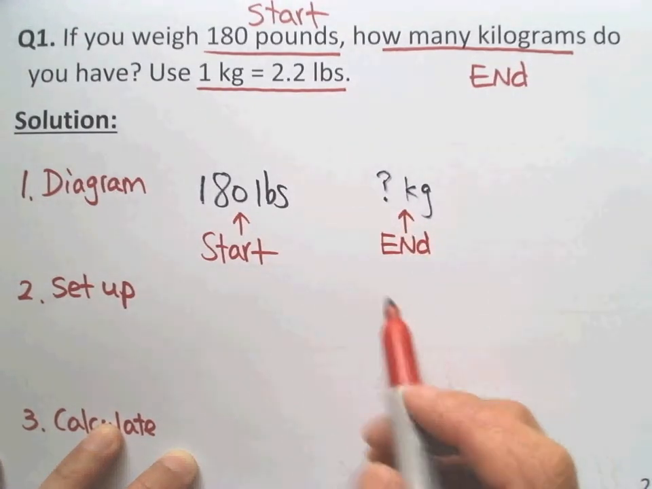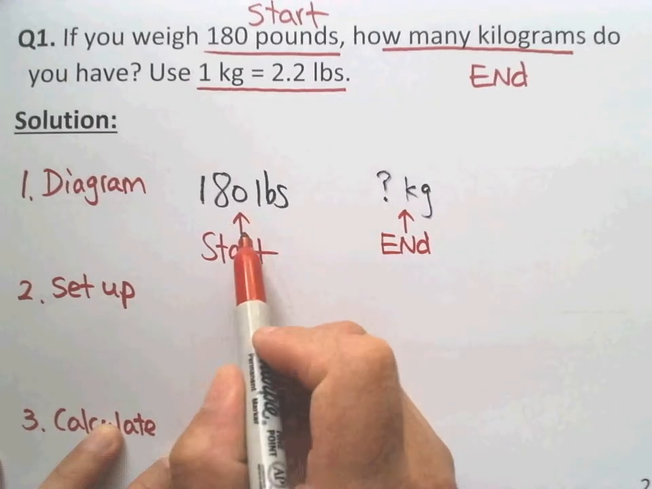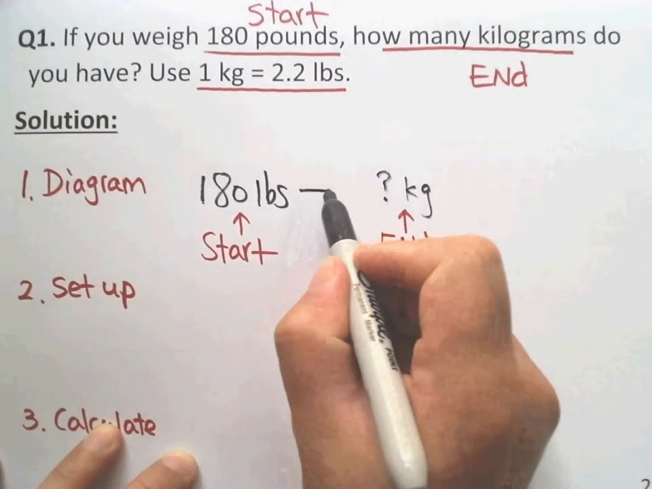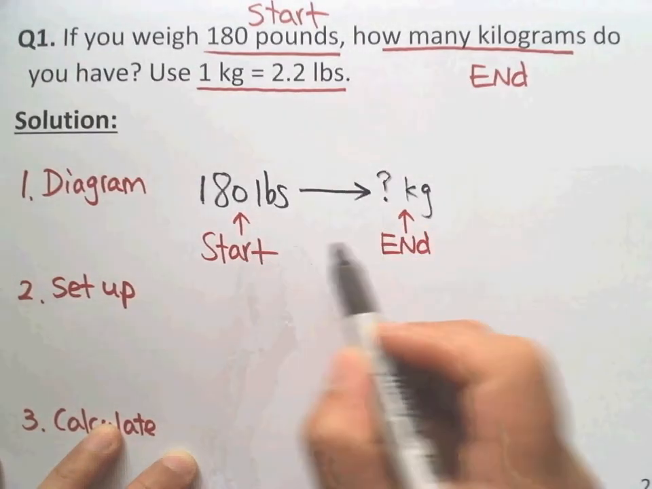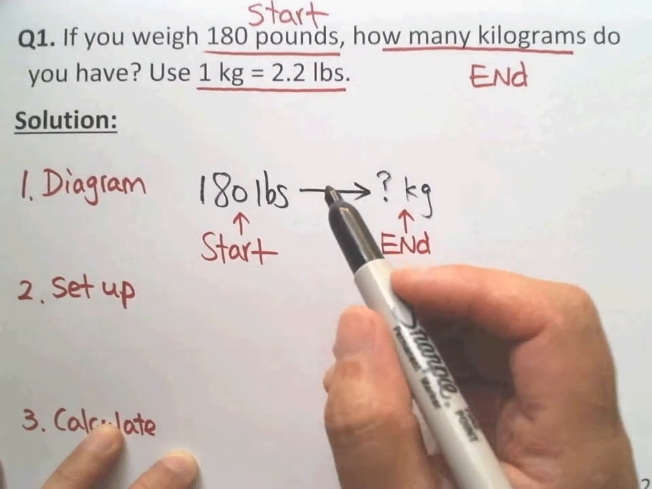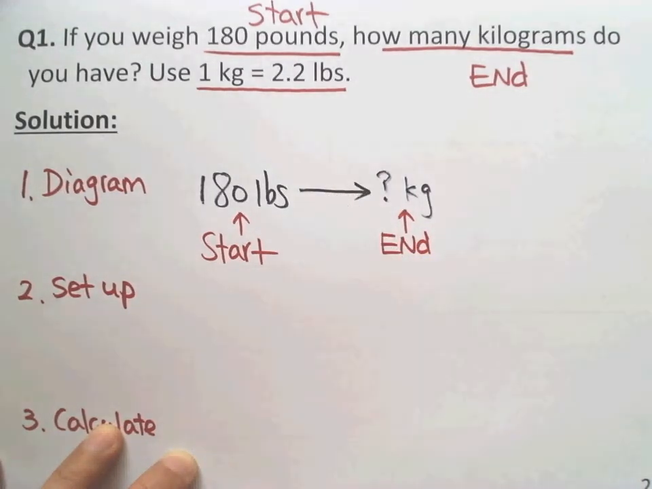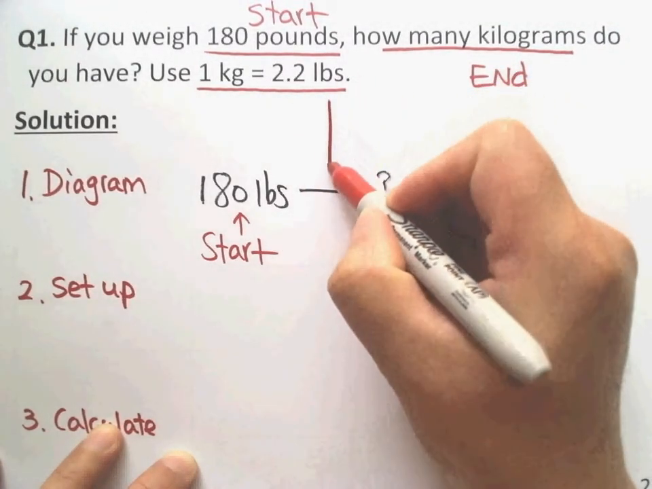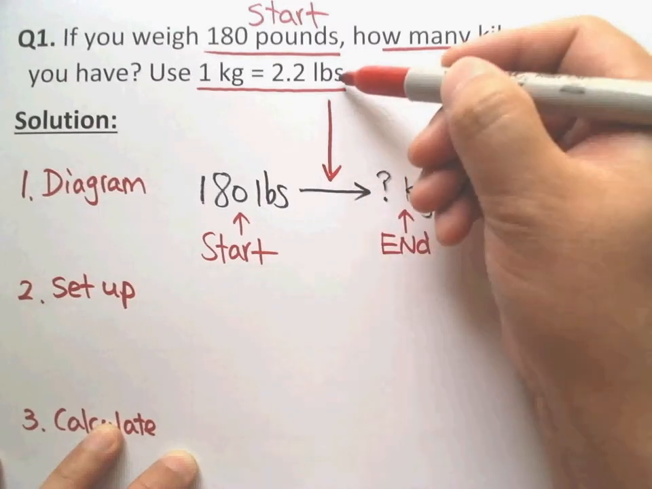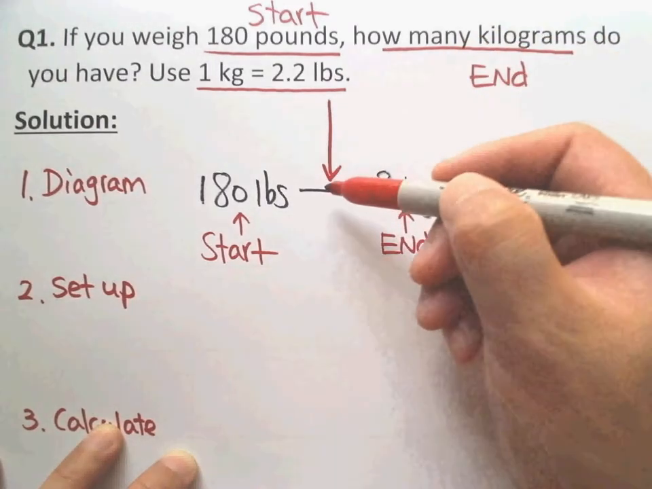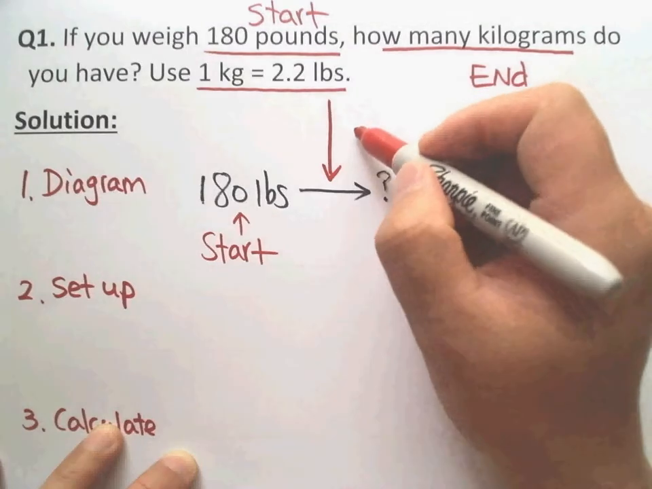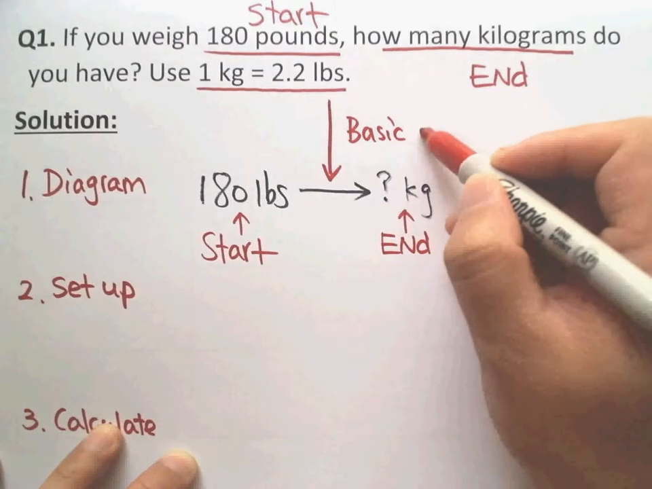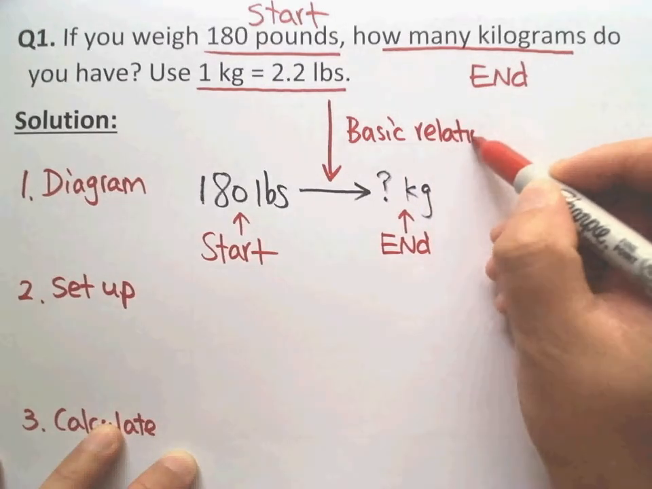Now the middle step is how we can go from the start to the end. I put the arrow here, which shows that's the start, that's the end, and how we go. We have to use the basic relation. So where is the basic relation? It is here, this information. Let me draw a simple arrow. We need to use this basic information to convert from start to end. Let me write this: basic relation, the information we need.